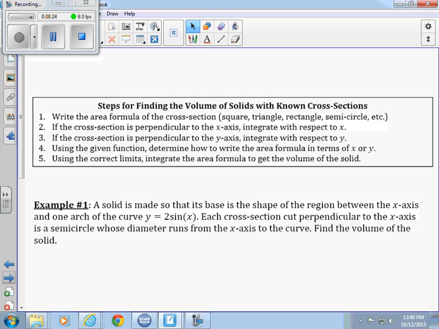If the cross section is perpendicular to the y-axis, we will integrate with respect to y. Using the given function, we will have to write an area formula for each individual cross section. That could be in terms of x or it could be in terms of y depending on the problem. And then using the correct limits, we're going to integrate the area formula to get the volume of the solid.